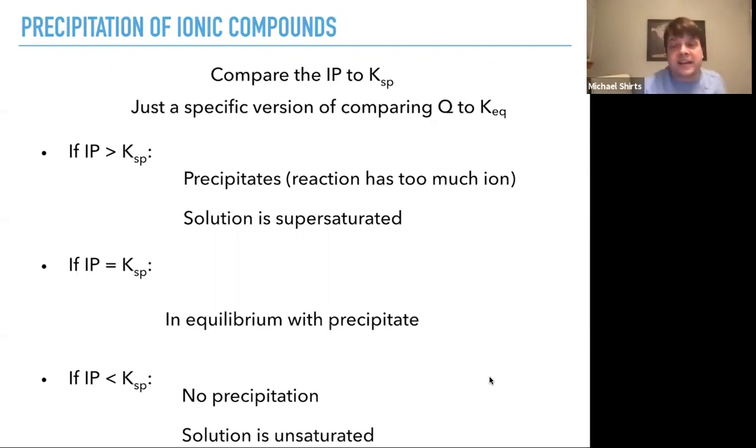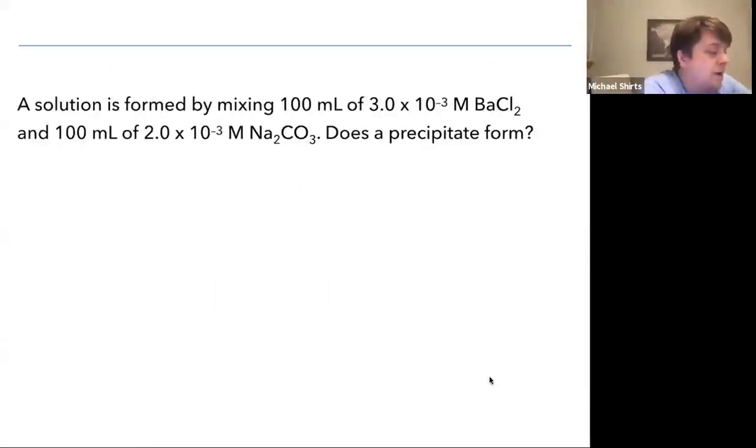And if the ion product is less than KSP, there's no precipitation. The solution is unsaturated. So a solution is formed by mixing 100 mL of 3.0 times 10 to the minus 3 molar barium chloride and 100 mL of 2.0 times 10 to the minus 3 molar sodium carbonate. Does a precipitate form? We are going to need KSPs in just a second, but we'll get those.